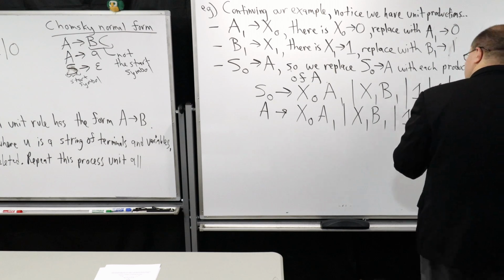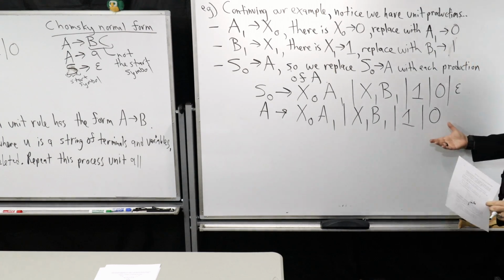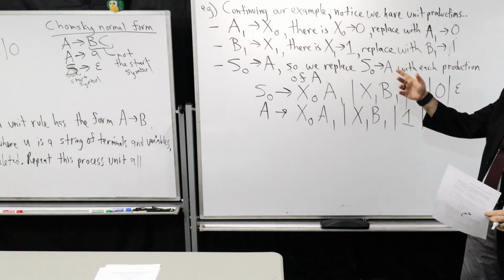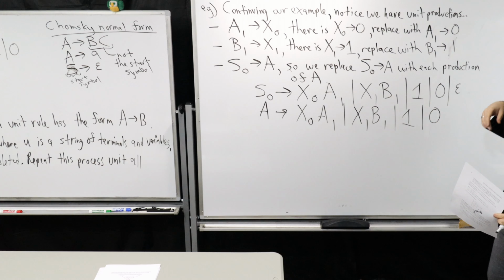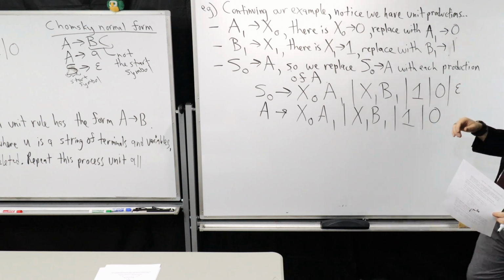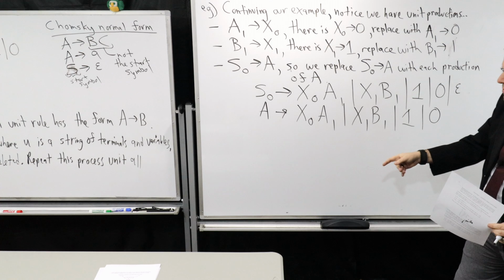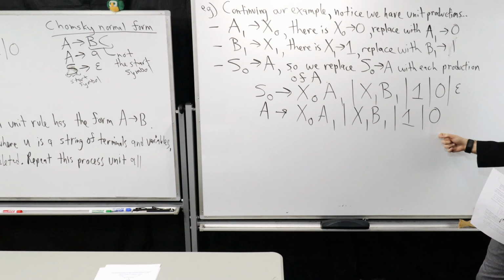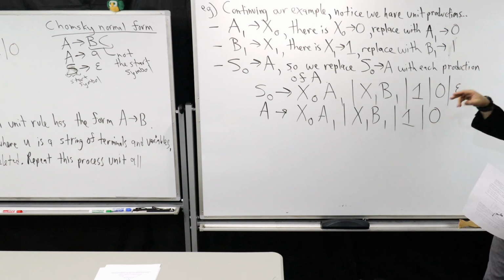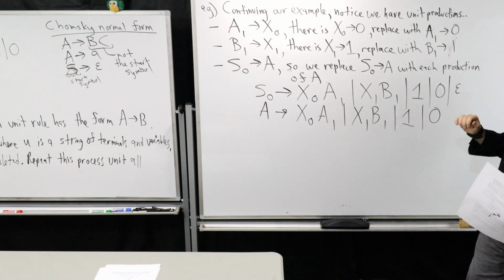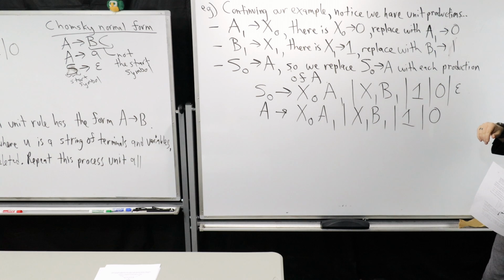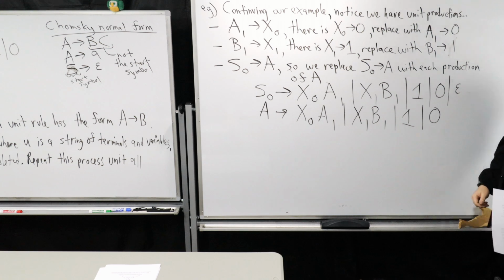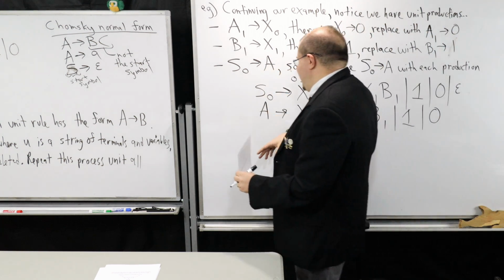1, 0. So this is where A went, is I used the rule, right? It says, okay, well, I get rid of S0 produces A. And then what I did was, okay, well, what's A? Okay, so A can be producing this, it could produce this, it could produce this, or it could produce this. So I have to go and add in for each one, S0 produces X0 A1, S0 produces X1 B1, S0 produces 1, and S0 produces 0. So that's how I resolved this last one here.